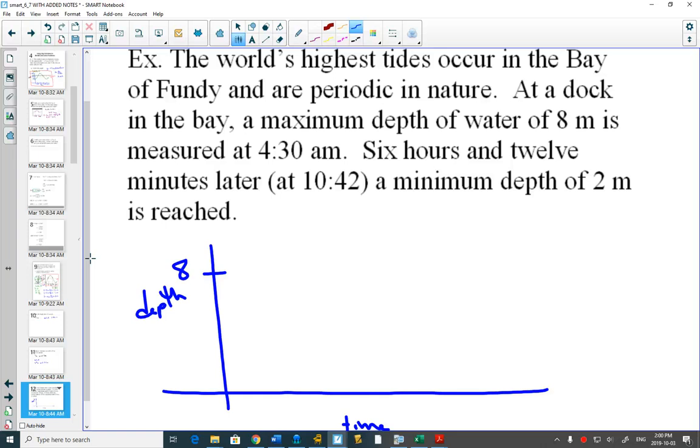Does your calculator let you put in minutes? No. So what would be a good way to represent 4:30? Okay, if this is 0, 1, 2, 3, start with 4. Does 4.5 make sense for 4:30? Because 30 minutes is half an hour. So we have one point right here at 8.